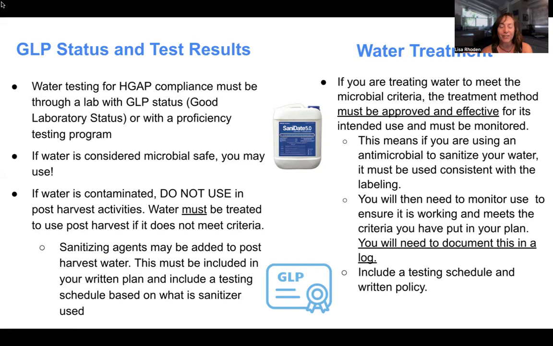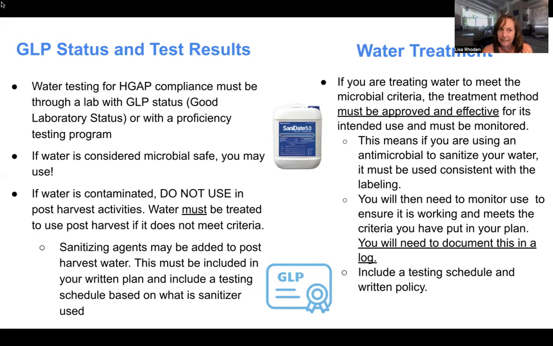Luckily, in Hawaii, we have a couple of labs that we can go to for water testing, and they all have one of these two things, either proficiency testing or GLP status. When you get your water sample back, if it's considered microbially safe, this is for post-harvest water, you can use it for any of your post-harvest activities. So this means there's no generic E. coli detected. You can use that water for hand washing, cleaning, rinsing your product.